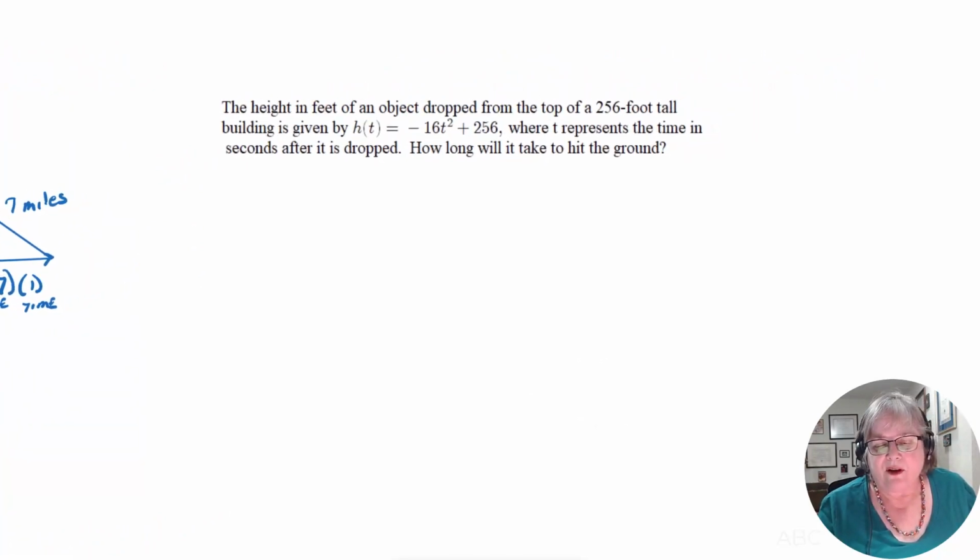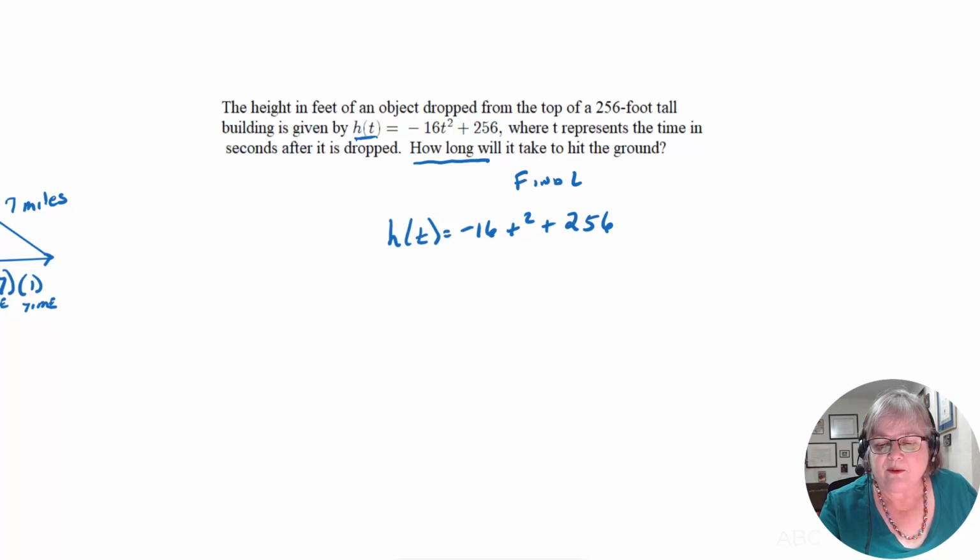And it says the height in feet of an object dropped from the top of a 256-foot tall building is given by, and there's the equation, minus 16t squared plus 256, where t represents the time in seconds after it is dropped. How long will it take to hit the ground? Okay, so I have h of t is equal to minus 16t squared plus 256. So h is the height, t represents time, and the question is how long? So they want you to find t, to identify what t is equal to when it hits the ground.